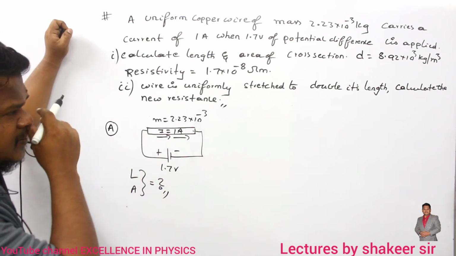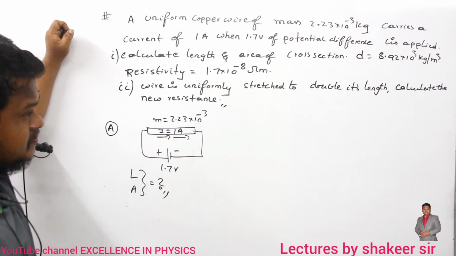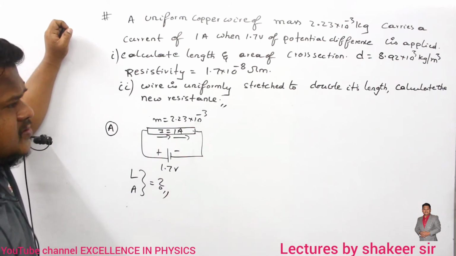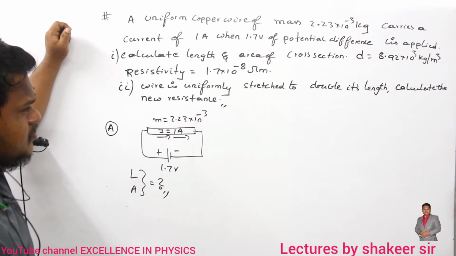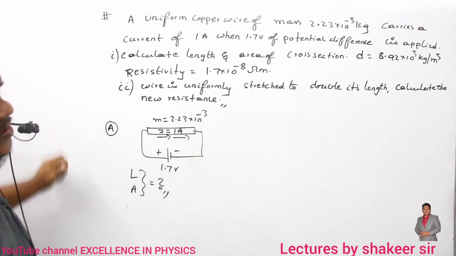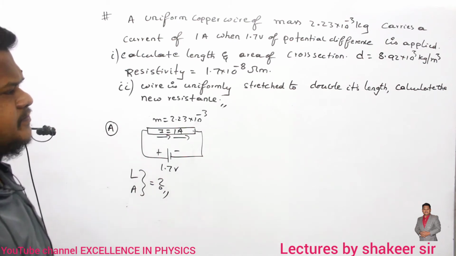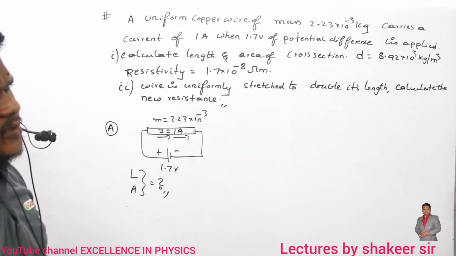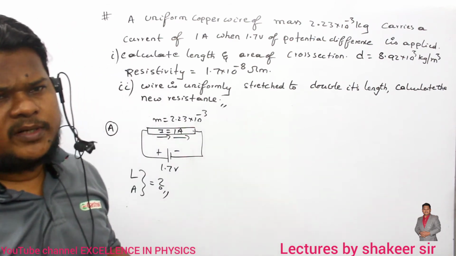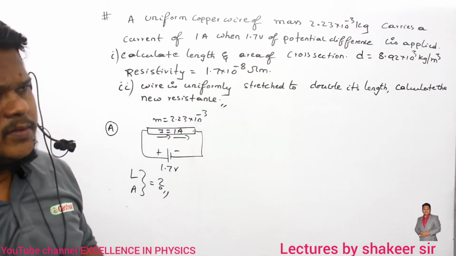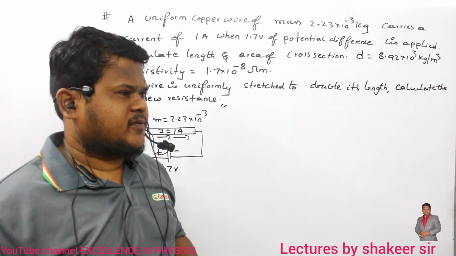density is equal to m by v, you can take. Volume can be written as area into length, correct? That is one equation. Any other equation? Volume can be written as area into length. V is equal to IR. From that what will you get?